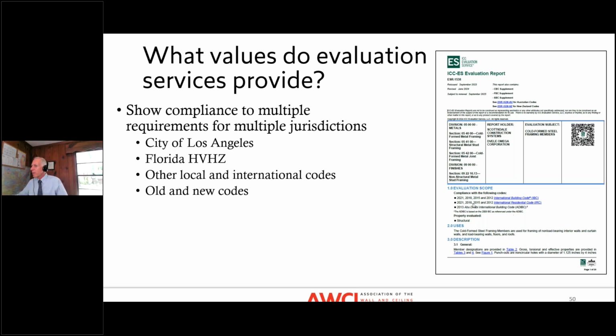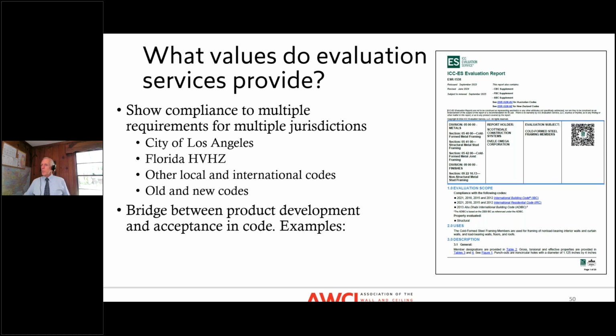And again, on this example, you can see under item number 1, evaluation scope, compliance with the following codes. It goes all the way back from the 2021 code to 2018, 2015, and 2012 International Building Code, and even several versions of the International Residential Code. So again, old and new codes. So an evaluation service can provide a bridge between product development and acceptance in code.